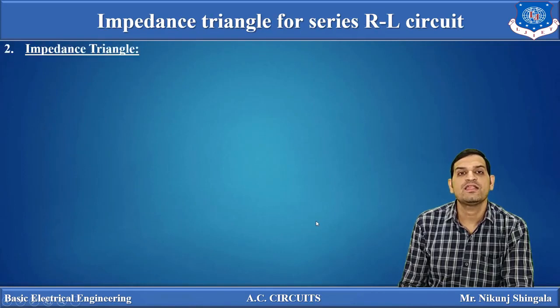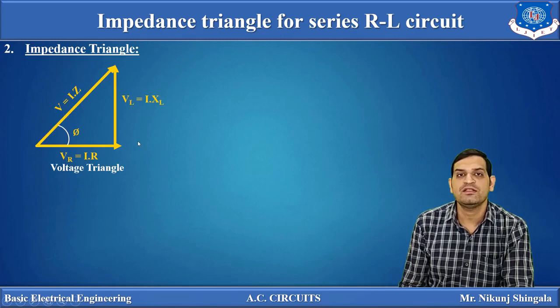Now moving towards the impedance triangle for a series RL circuit. To draw the impedance triangle, we should first have the voltage triangle, which we have drawn from the phasor diagram.